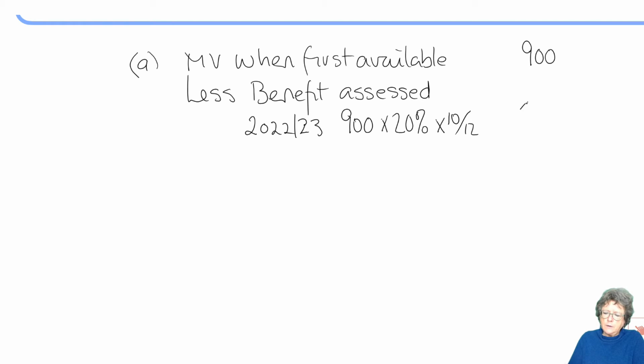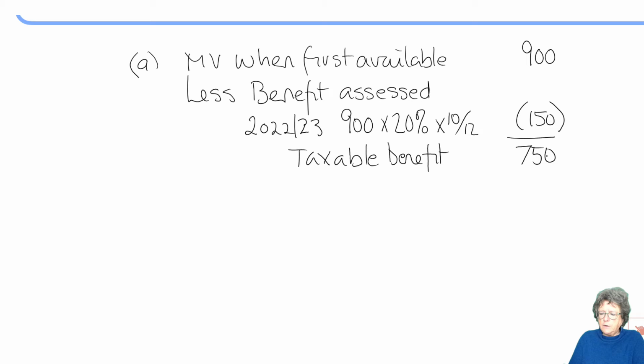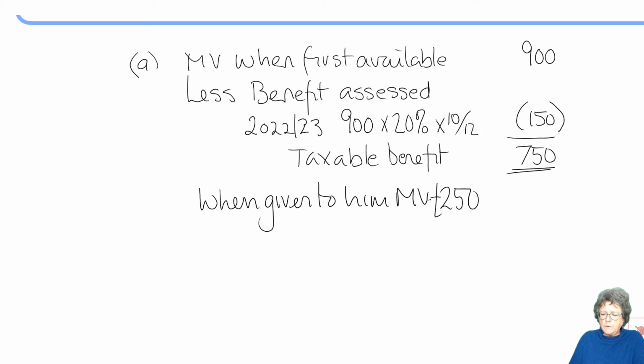Okay. So the taxable benefit would be £750, because this is higher than the market value when it was given to him. Because when it was given to him, the market value was only £250. So that's what would be taxable.